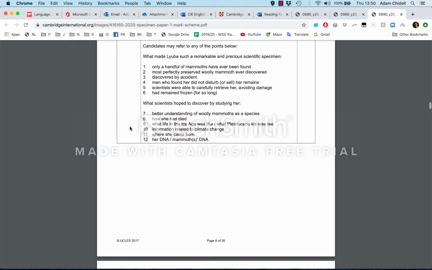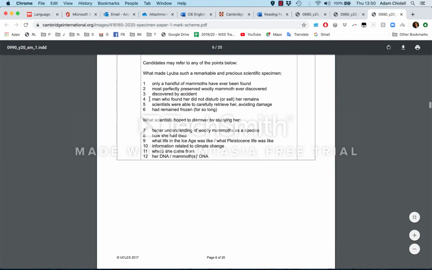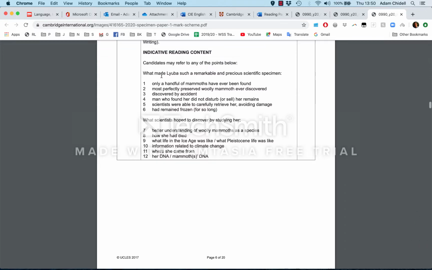Okay, you don't need to worry too much about that. But it says here, candidates may refer to any of the points below. Okay, and look, they've actually divided it as the question is divided, haven't they? And that is because hopefully your answer will also split into two along these lines. Okay, so here you can see six reasons that made Luba such a remarkable and precious scientific specimen, and here we've got another six reasons of what scientists hoped to discover by studying her.